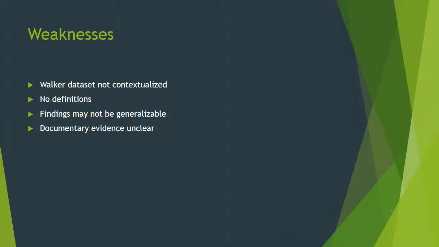There were some weaknesses in the study. The Walker dataset, which was referenced, was not contextualized or explained. There were no definitions for terms such as black woman mathematician, so it was unclear whether the participants self-identified or if they were identified by the researchers, and if so, what definitions were used. The findings may not be broadly generalized since it is a very small population in the sample, and it was unclear what they meant by documentary evidence as part of their grounded theory approach. So they referenced slices of data but did not speak to what those data were.